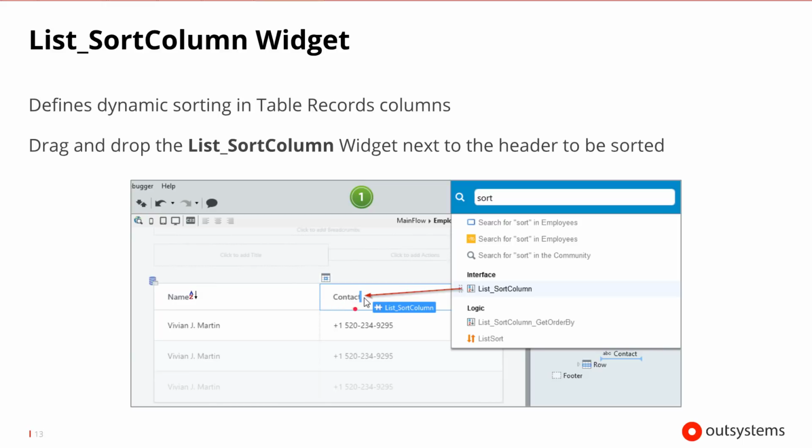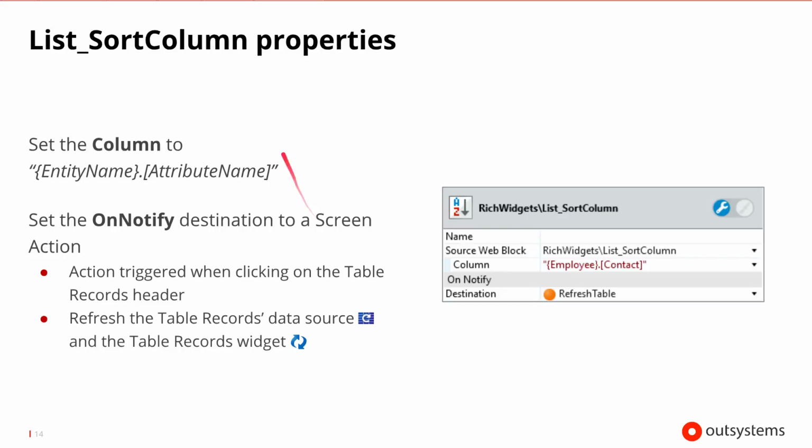So here we'll sort the contact column, and by dragging and dropping the widget there, we could then go set the properties for that. This means that we have to set the column of the database table, the column of information that we're actually going to be sorting. And then if someone clicks on that icon, if someone clicks on the request to do a sort, we have to trigger an action to refresh the data again, very similar to what we did in the navigation. So in defining our list sort column widget, we'd want to define the column of the entity.